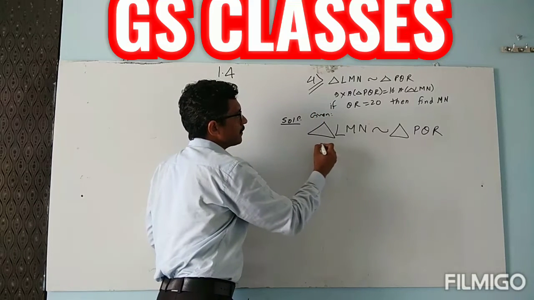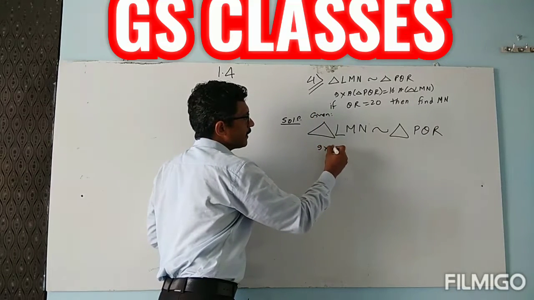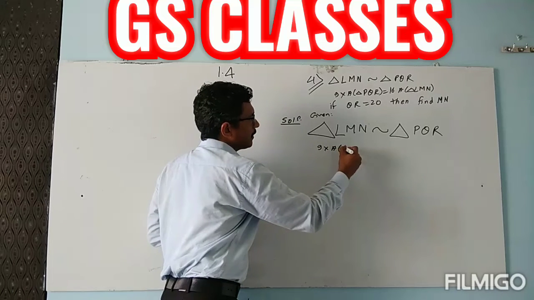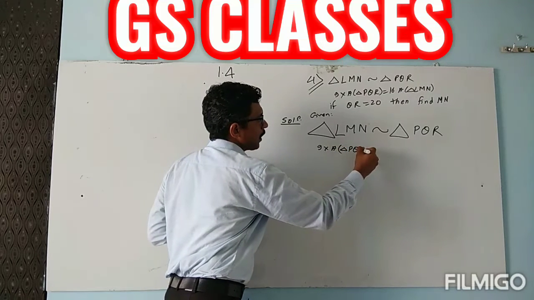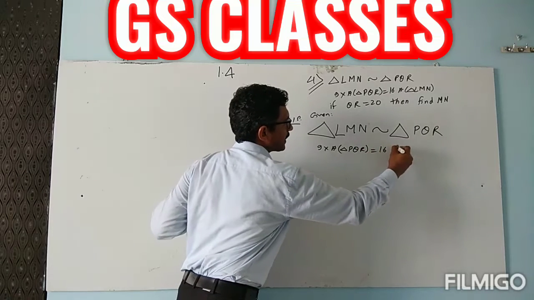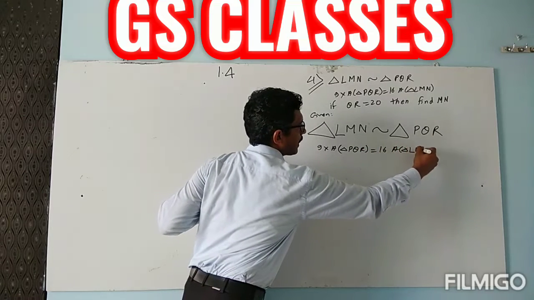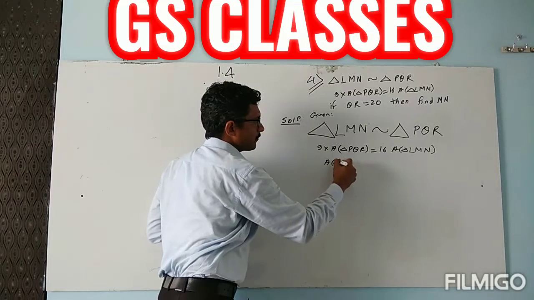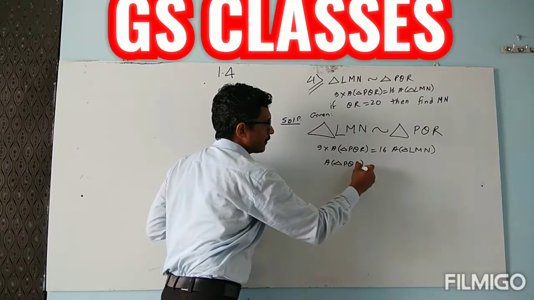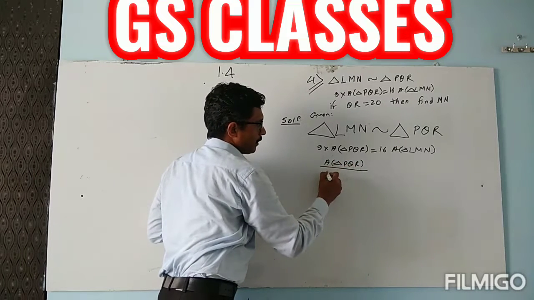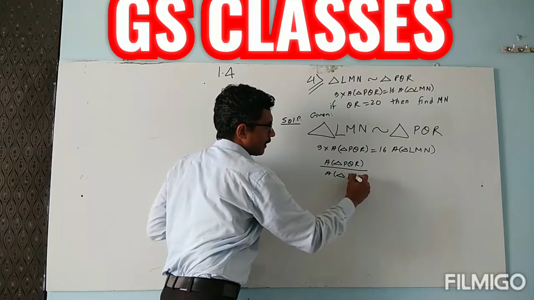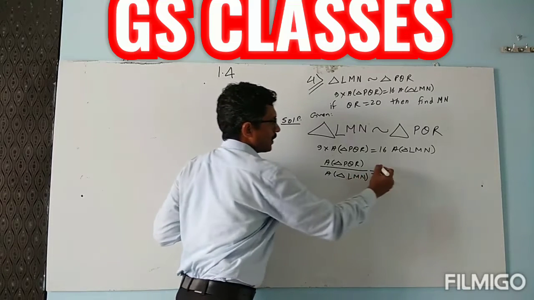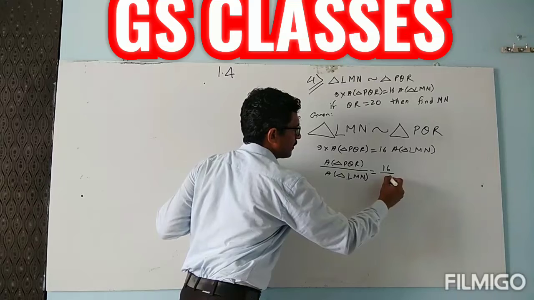Also they have given 9 times of the area of triangle PQR is 16 times of the area of triangle LMN. Now area of triangle PQR upon area of triangle LMN, which is 16 by 9.